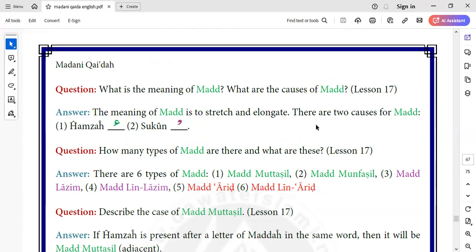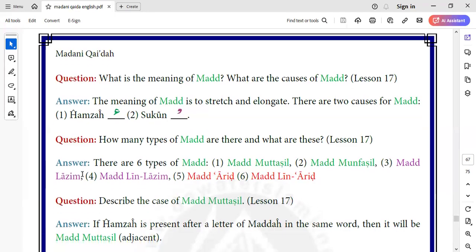There are two cases of mad. One hamza, two sukun. Question. How many types of mad are there and what are these? Answer. There are 6 types of mad. Number one, madde muttasil. Number two, madde munfasil. Number three, madde lazim. Number four, madde leen lazim. Number five, madde arid. Number six, madde leen arid.